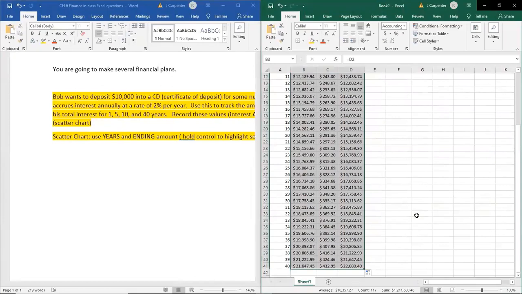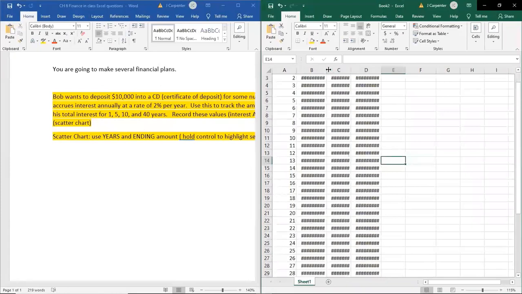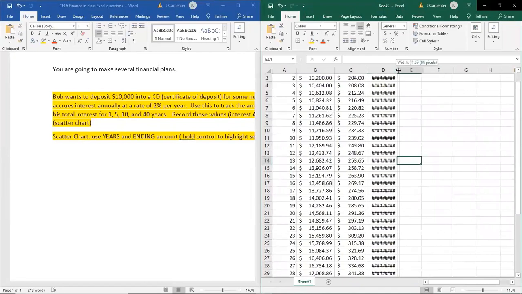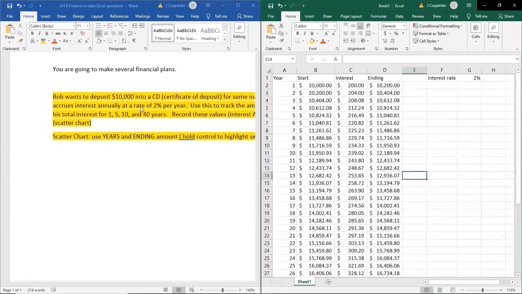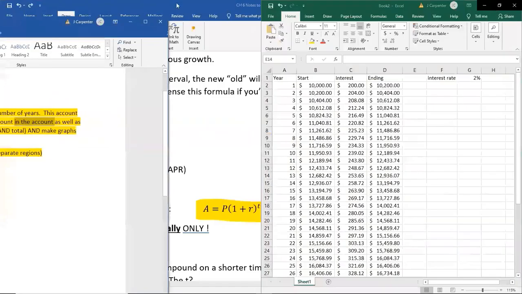It is so quick. Excel is awesome for this. Let me zoom in just a little. Let me widen my columns after I do that so you can actually see your numbers. All right, so we said we wanted to track 1, 5, 10, and 40 years, and that was the interest and how much is in the account at the end. So the interest and how much is in the account.